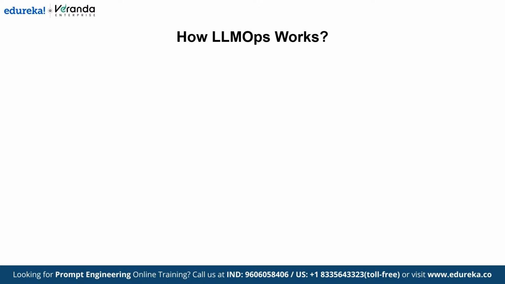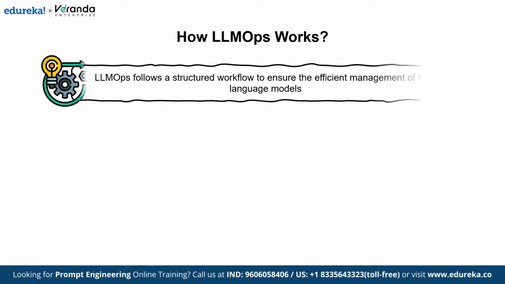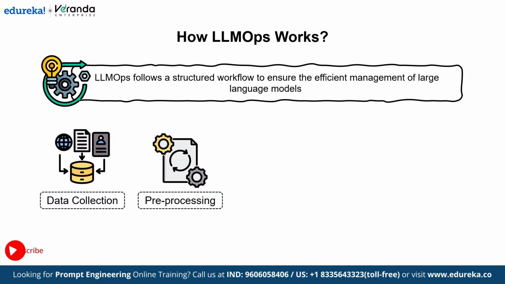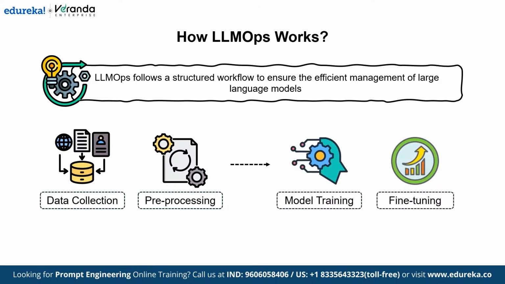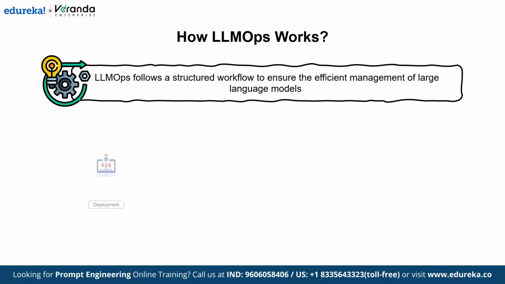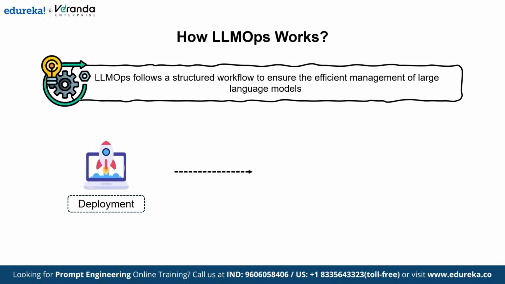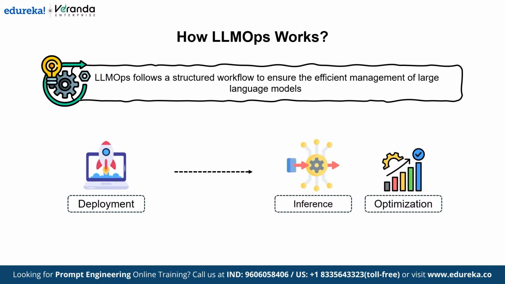Next, let us see how LLMOps works. So LLMOps follows a structured workflow to ensure the efficient management of large language models. It begins with data collection and pre-processing, where large text datasets are cleaned and structured for training. Next, model training and fine-tuning help the AI learn to understand and generate text effectively. Once trained, the model moves to deployment, where it is run on cloud servers, edge devices, or APIs for real-world applications. And during inference and optimization, the model's response speed is improved while minimizing computational cost.